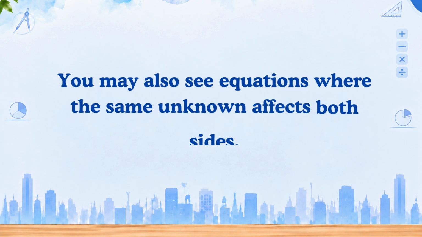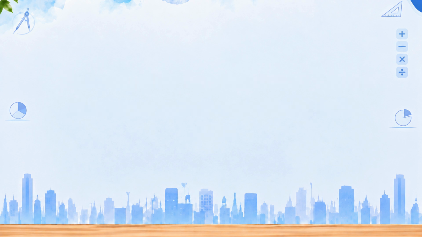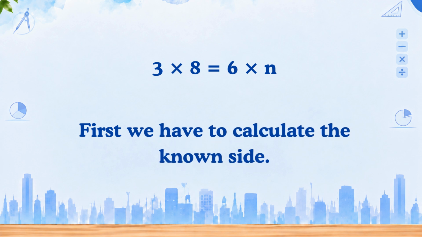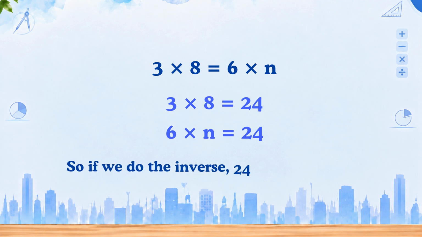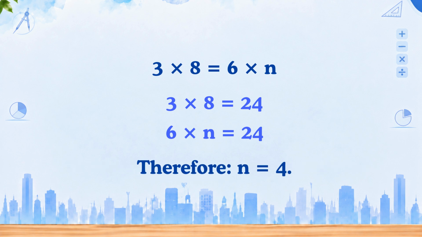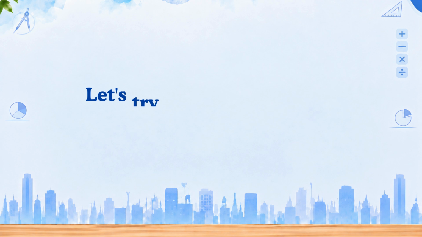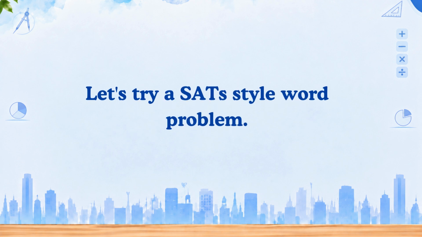You may also see equations where the same unknown affects both sides. Consider 3 times 8 equals 6 times n. First we have to calculate the known side. 3 times 8 is 24. So 6 times n equals 24. So to do the inverse, 24 divided by 6 is 4. Therefore n equals 4.